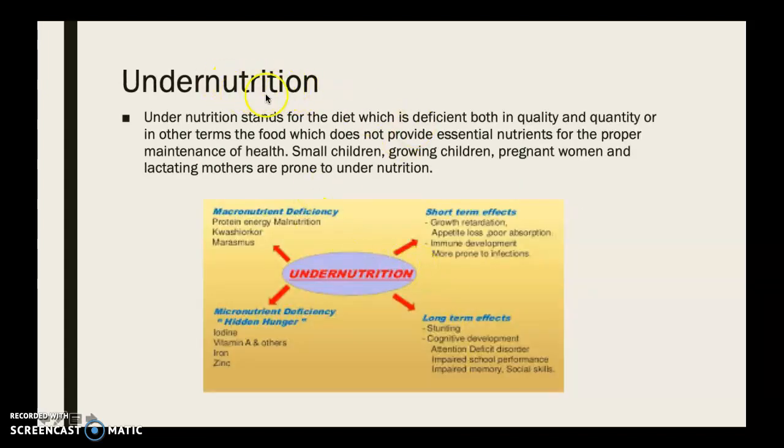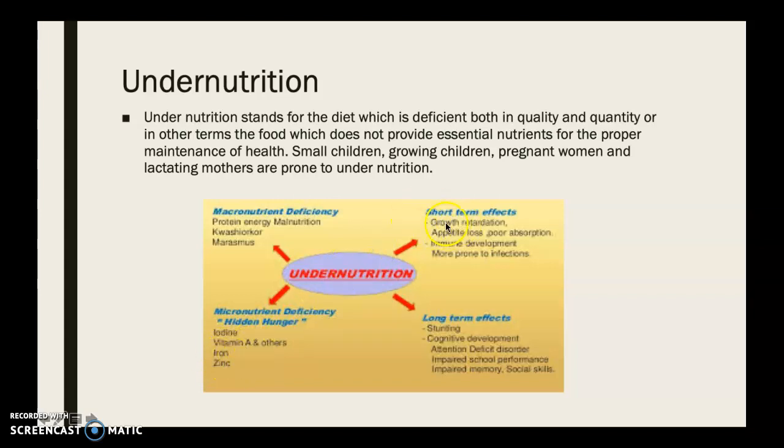Then we have undernutrition. Undernutrition stands for the diet which is deficient both in quality and quantity, or in other terms, the food which does not provide essential nutrients for the proper maintenance of health. Small children, growing children, pregnant women, and lactating mothers are prone to undernutrition. So undernutrition results in macronutrient deficiencies, for example, protein energy malnutrition, Kwashiorkor, marasmus, which we will be studying in later chapters in detail. And then we have micronutrient deficiencies because of undernutrition. Here we have deficiencies occurring due to the deficiency of iodine, vitamin A and other vitamins, iron, zinc, etc.